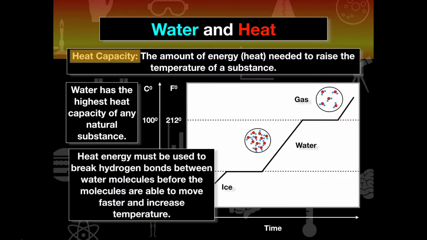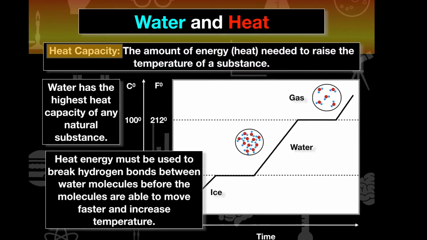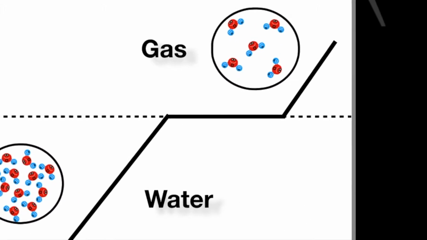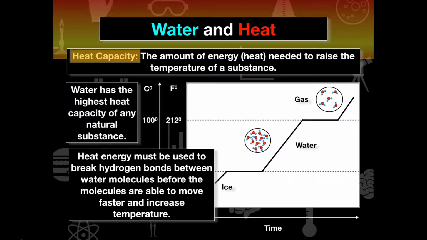Now, heat energy must be used to break hydrogen bonds between water molecules before the molecules are able to move faster and increase temperature. So we can see where the graph has those flat lines, that's where we're adding heat energy to break the hydrogen bonds to get it to transition from either a solid to a liquid or from a liquid to a gas.